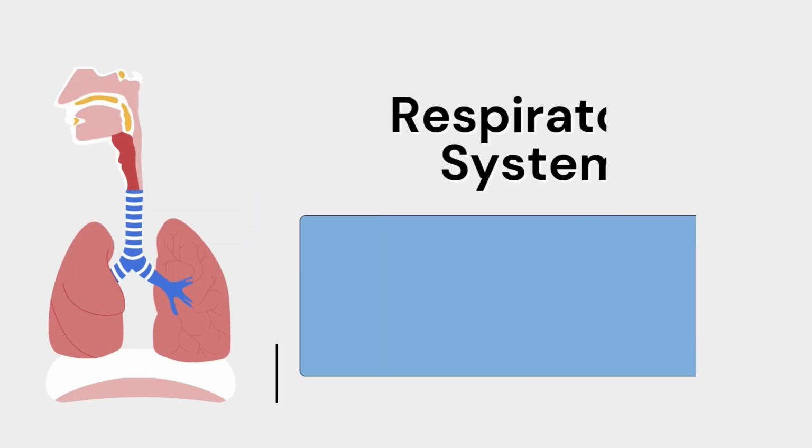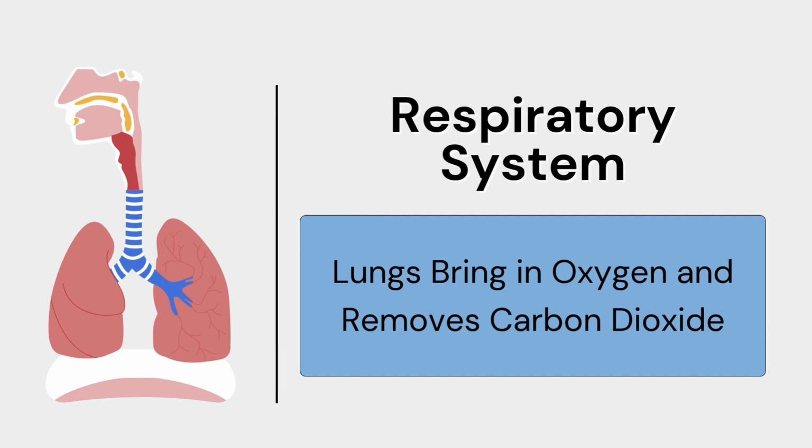The respiratory system is a complex network of organs and structures that enables breathing, facilitating the exchange of oxygen and carbon dioxide in the body. The respiratory system consists of various organs and tissues that work together to allow for the intake of oxygen and the expulsion of carbon dioxide. The main components include the nose, nasal cavity, pharynx, larynx, trachea, bronchi and bronchioles, lungs and alveoli. The respiratory system is vital for maintaining the body's oxygen levels and removing carbon dioxide.